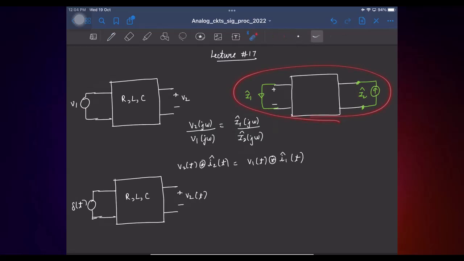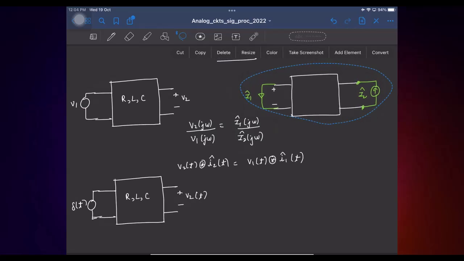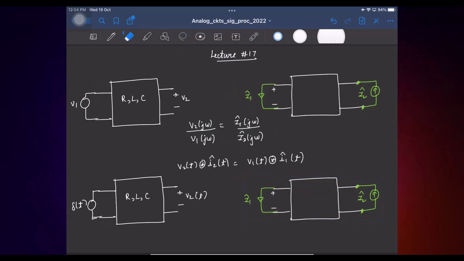Similarly here, we'll apply an impulse current. So this is delta of t, and I'll measure what is I1 hat of t, and it seems like these two are equal, right? So are these two equal? At least a sanity check. This is a voltage, this is a current, right? So obviously you can't equate an apple to an orange. So what's the deal? What's the missing thing here?